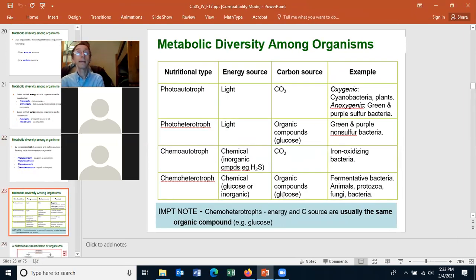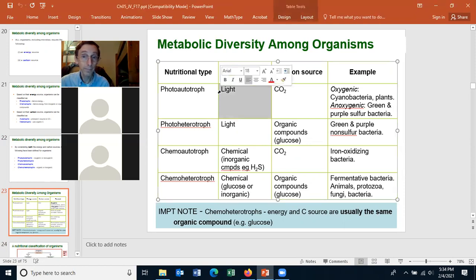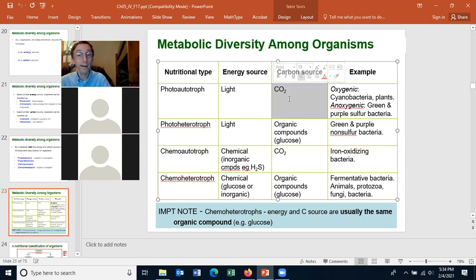So looking at this again, I think everybody knows green plants are photoautotrophs. They get their energy needs from light, and they get their carbon from carbon dioxide. But please understand there are some bacteria as well as algae which are photoautotrophs. Any question about that?